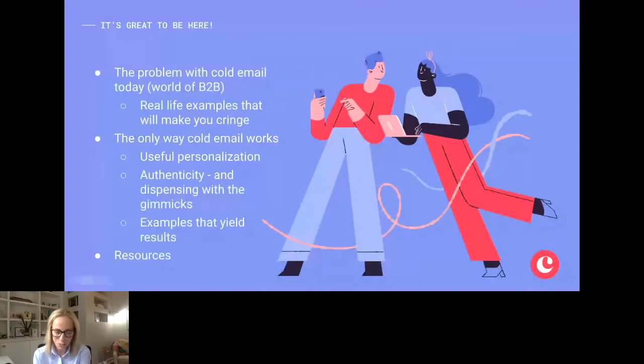So we're here to talk about cold email today and how to make it work for you. The layout of this talk, I'll probably talk for only about 20 minutes, maybe a little bit longer, is pretty straightforward. We're going to talk about the problems with cold email today.